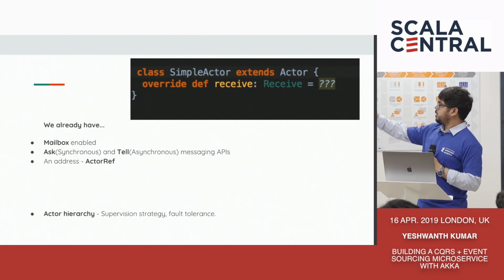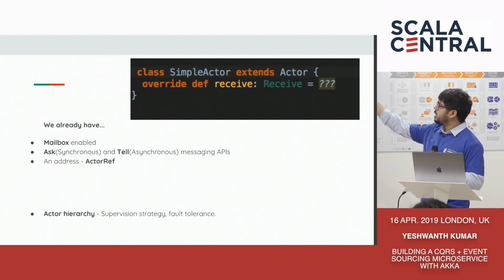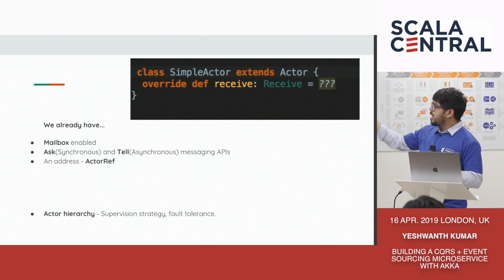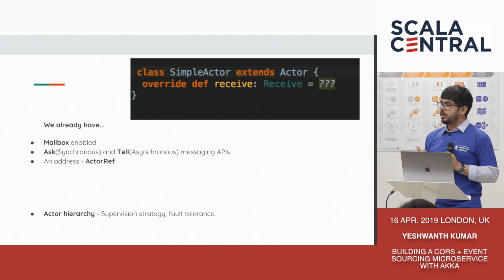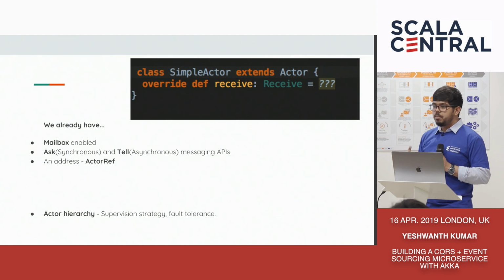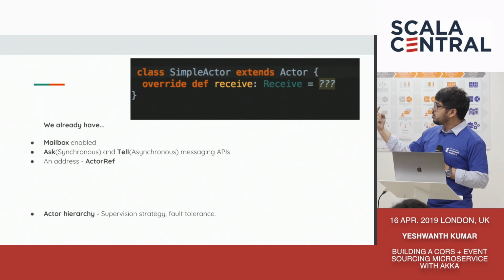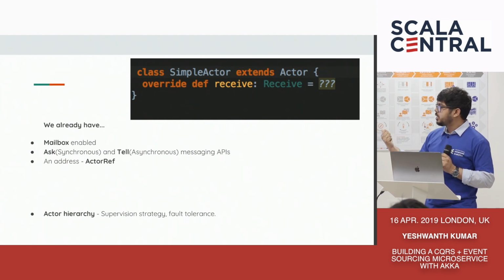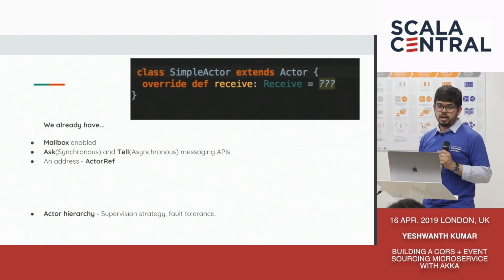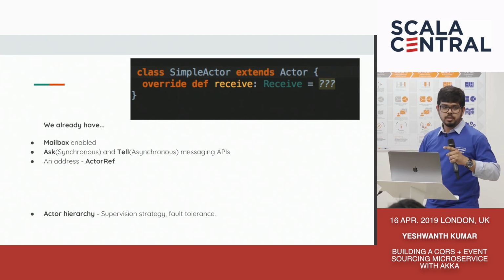So with this simple Scala class, you extend an actor, and you already have certain constructs that you need for doing asynchronous programming. That is, you already have a mailbox enabled, okay? And you also have an address for that actor where you can send messages to, and of course the messaging APIs are also enabled. You can do ask and tell, which are synchronous and asynchronous APIs you already have for sending between actors, right?